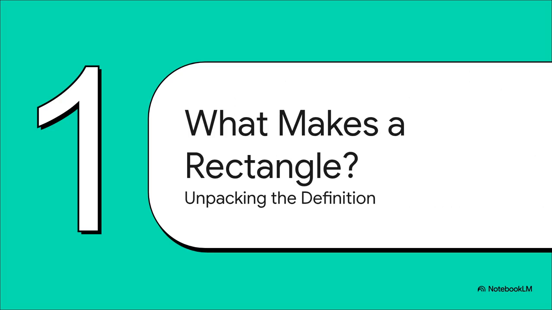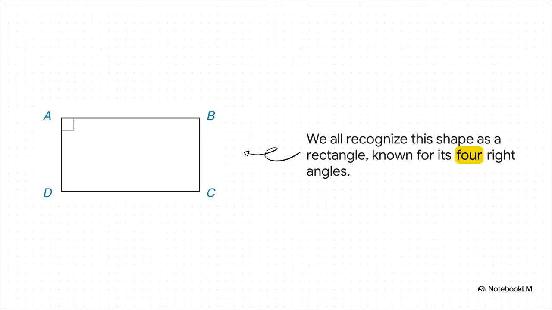All right, so let's start with the basics. We all know a rectangle when we see one, but what is it officially? We're about to unpack the surprisingly simple geometric definition of a shape we all think we know so well. Now, if I ask you, hey, what's a rectangle? Most of us, myself included, would probably say something like, oh, it's a shape with 4 sides and 4 right angles. And you know what? You're not wrong. But in the world of geometry, that's not actually where the definition begins.